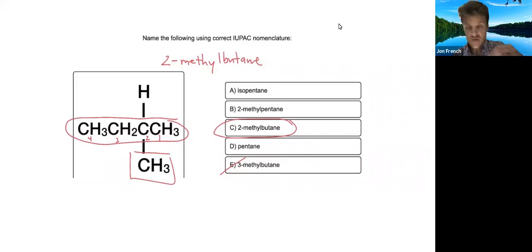Pentane would be if this was a straight chain, 5 carbons long. It's not a straight chain. I've got a branch. And 2-methyl pentane also doesn't work because we only have 4 carbons in the longest chain. Isopentane would be an isomer of pentane. And again, we have a more appropriate IUPAC name for this, which would be 2-methyl butane.